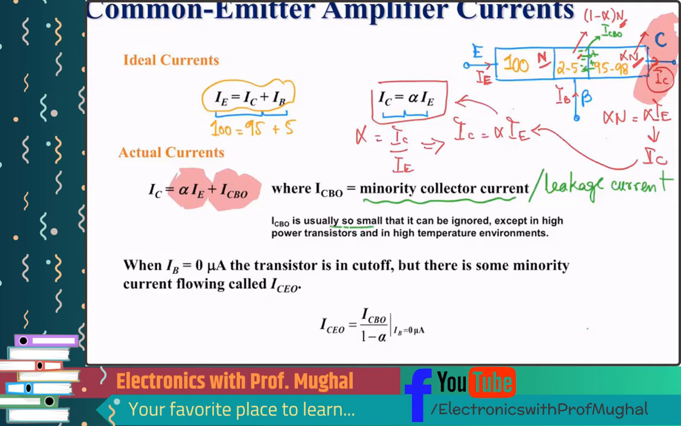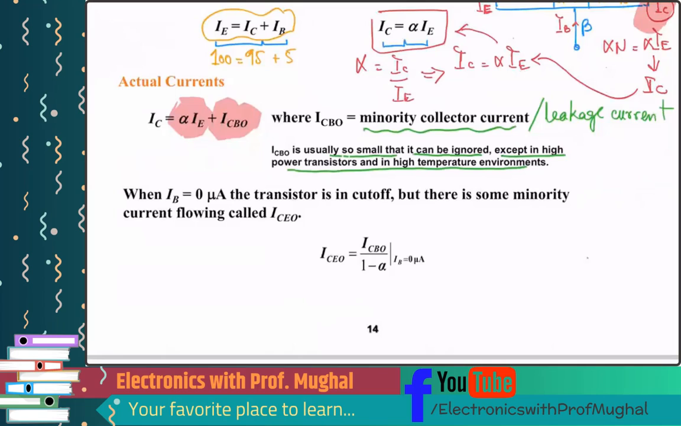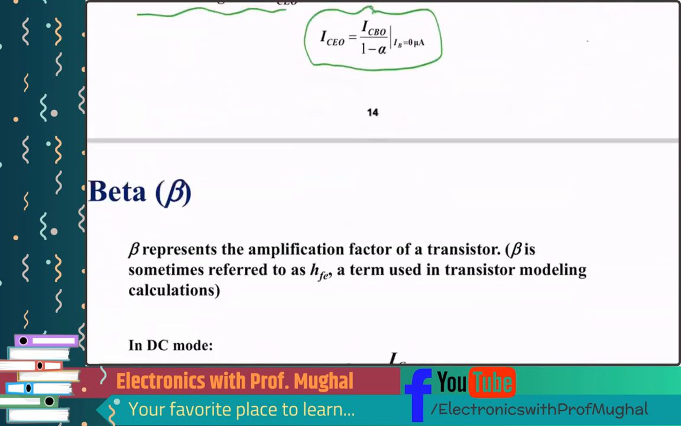So it's usually very small. It can be ignored except in high power transistors and in high temperature environments. So when IB is 0 microamps, the transistor is in the cutoff region, right? But there is some minority current flowing called ICEO, which will be equal to this right here. Again, this happens only when the transistor is operating in the cutoff region. This ICBO is going to be, again, a very small number.